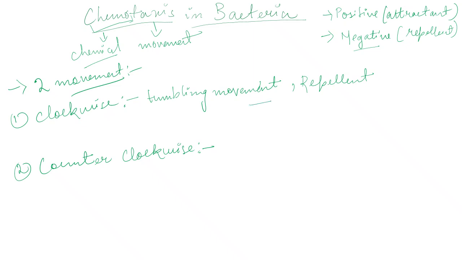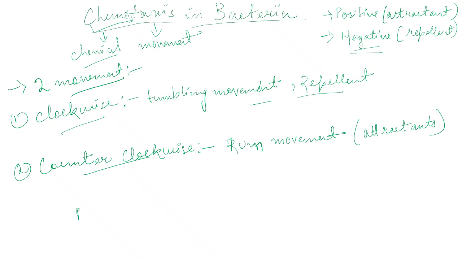Now the second one is the counterclockwise movement. This counterclockwise movement is also known as run movement. This run movement is due to the positive signal or the attractants. This is the running effect, and the default effect also. And the clockwise or tumbling movement is due to repellent, which is the negative signal.